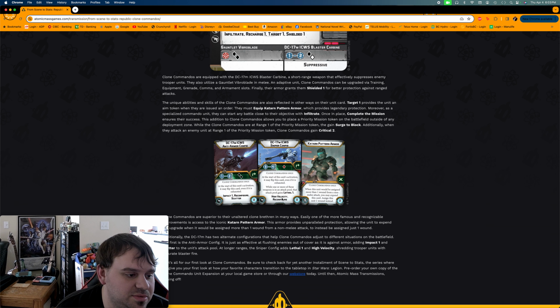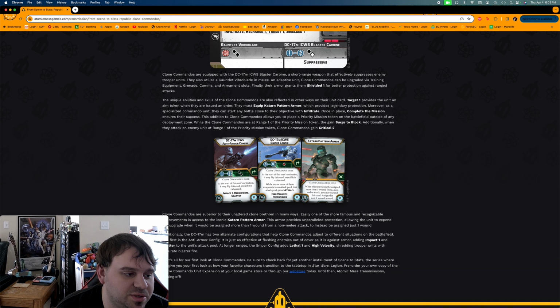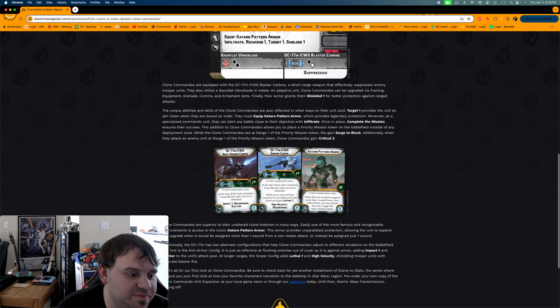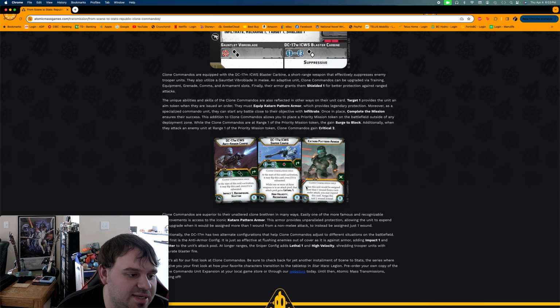So that's cool. And then it flips for the sniper config. At the start of this unit's activation, it may flip this card, even if it is exhausted. It's range 3 to 4. So if you're out of range, you can use it like that. And then while one or more of these weapons is in an attack pool, that attack pool gains lethal 1, high velocity, and reconfigure. So you got options.